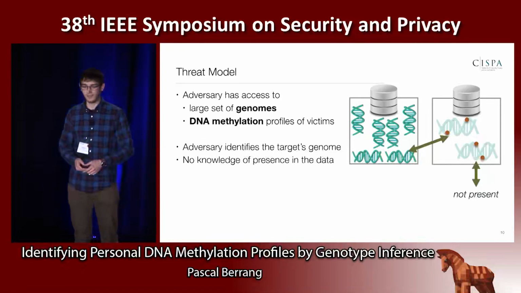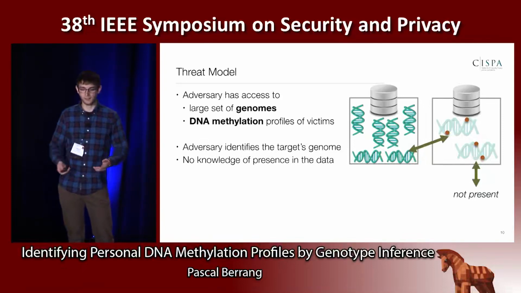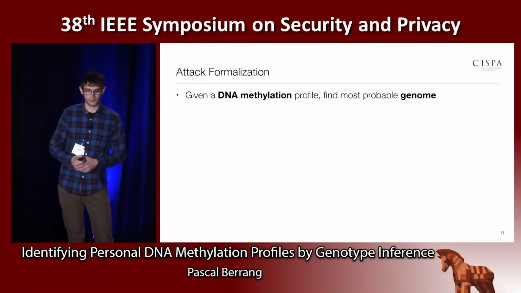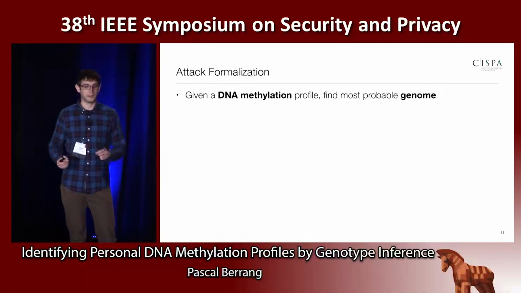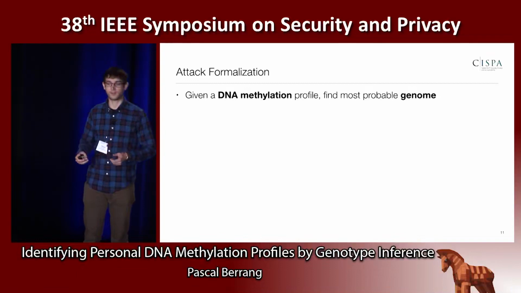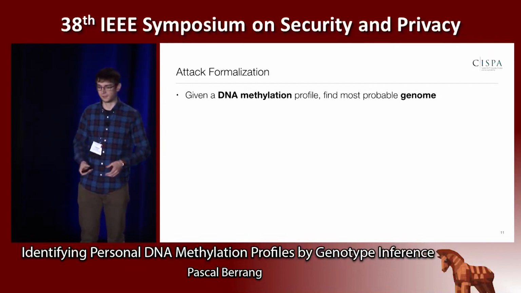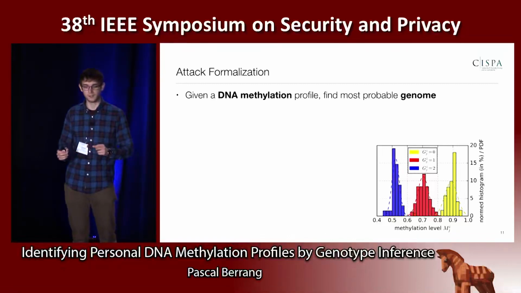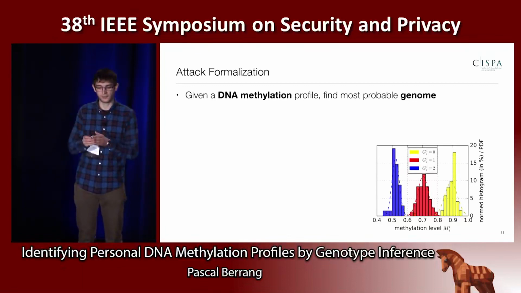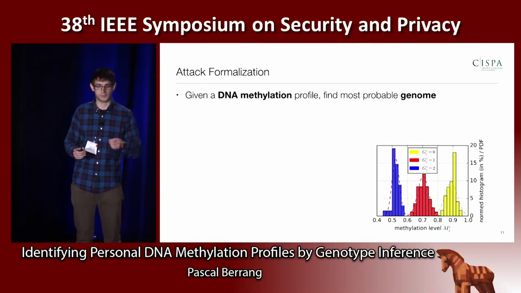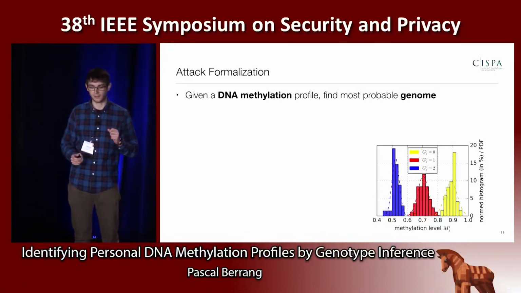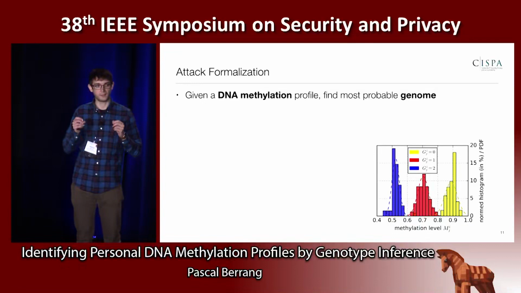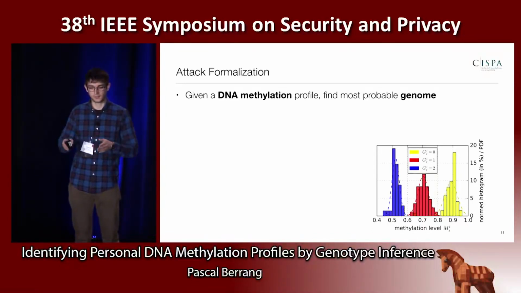Okay, if we formalize this kind of attack, then we can say that the adversary aims, given a DNA methylation profile, to find the most probable genome in the second database. If you look at a specific position of DNA methylation and a specific position of SNPs, this graph is a histogram of the methylation levels at a certain position, and I colored the histogram depending on the SNP value at another position. And you can see that these histograms are quite distinct.